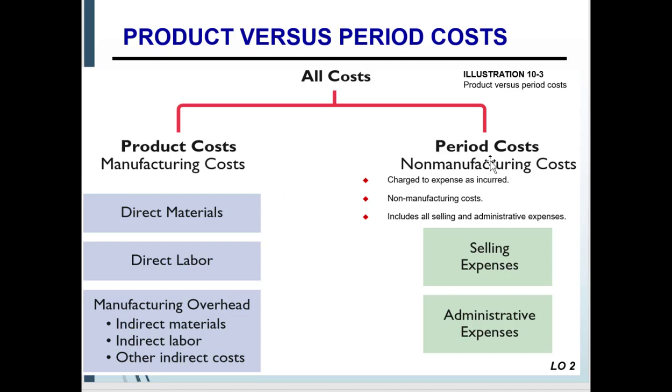But then there are some other costs that they refer to as period costs. These are non-manufacturing, so this would be like the selling expenses, the administrative salaries. Now, we're not talking about the plant managers. We're talking about the CEO, the vice presidents of the company, the other employees that are salaried that are not part of the production process.